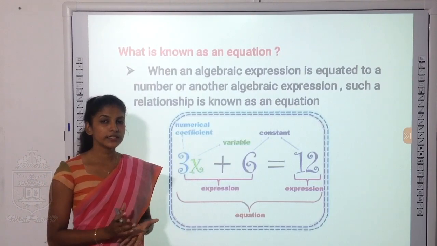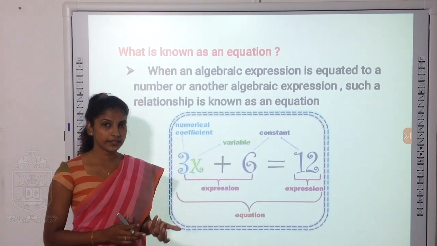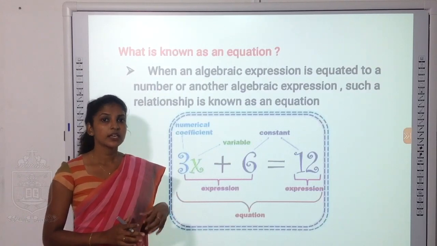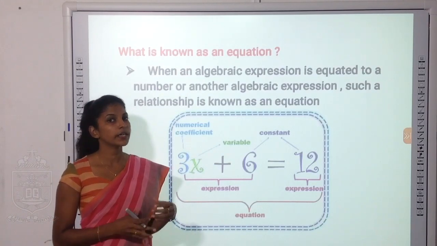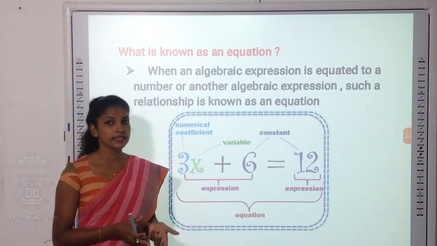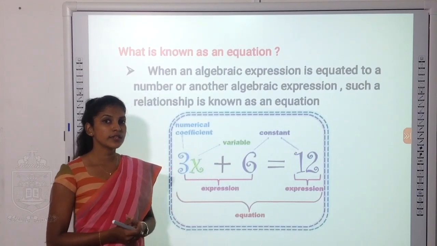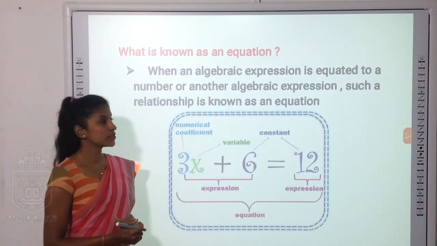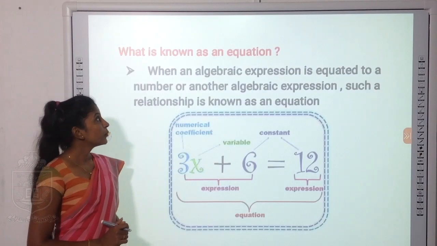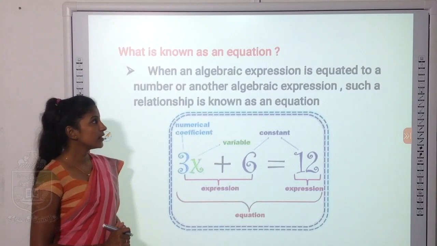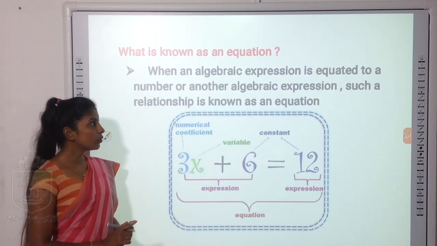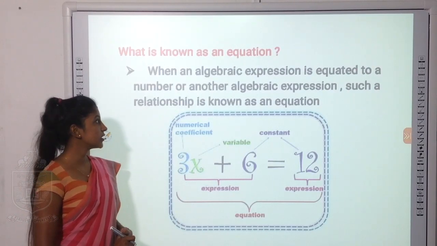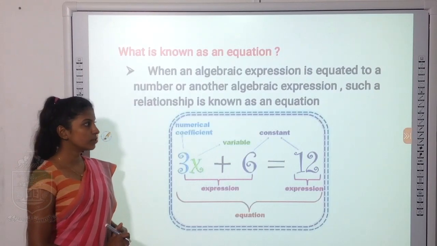Now I hope you learned algebraic expressions in grade 7 as well as in grade 8. So an equation is formed by algebraic expressions as well as numbers and also some mathematical operations. So we can define an equation as when an algebraic expression is equated to a number or another algebraic expression. Such a relationship is known as an equation.